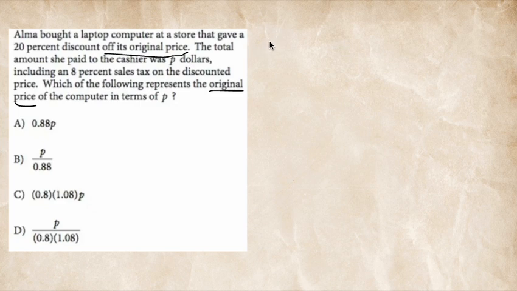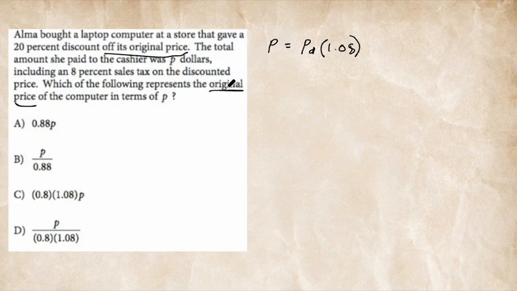So we know that the price she paid is the price after discount times 1.08, because there was an 8% sales tax on it. So whatever the price after discount was times 1.08, that's what she paid, which is P. Now, the price after discount is 80% of the original price, because it's the original price less the 20% discount.